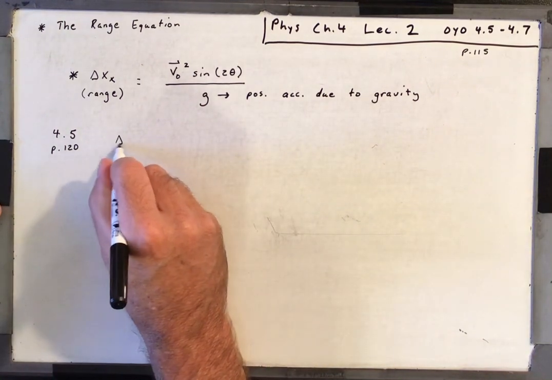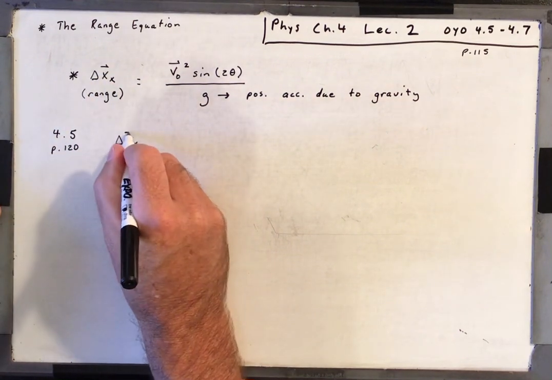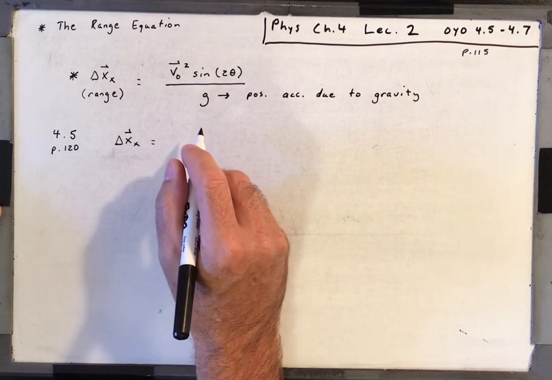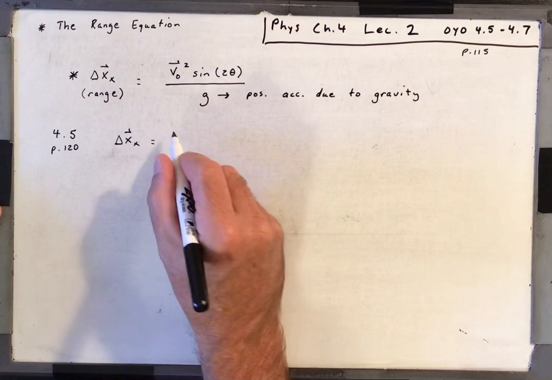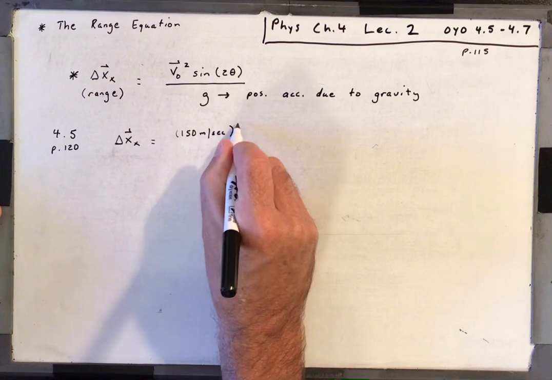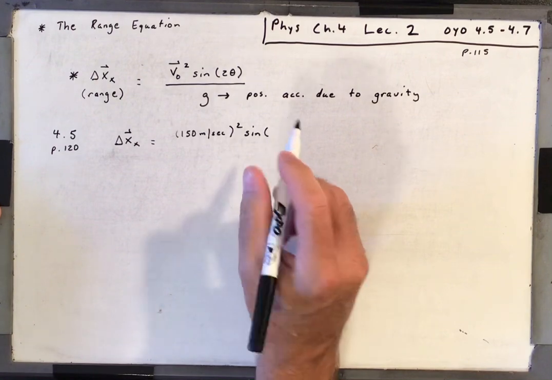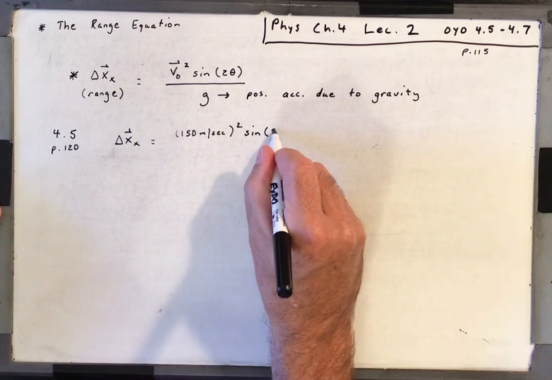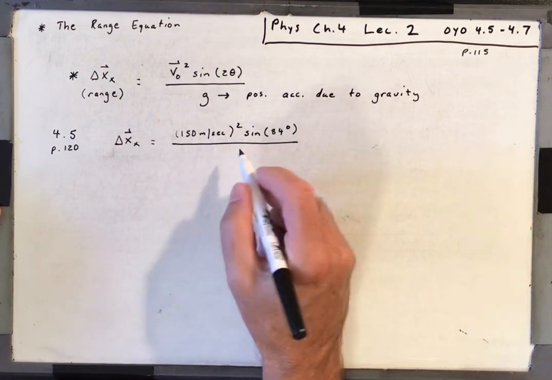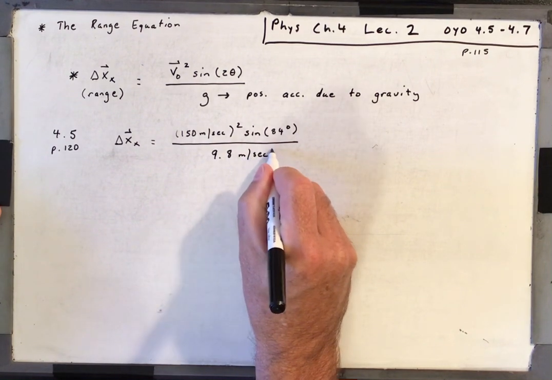So the range, delta x, the displacement in the x direction, is equal to the initial velocity. We don't have to do anything involved with trig here with that 42 degrees. It's just 150 meters per second. We have to square that, multiply that by the sine of twice the angle. The angle's 42 degrees, so twice that would be 84 degrees. We're in meters, so it's going to be divided by 9.8 meters per second squared.